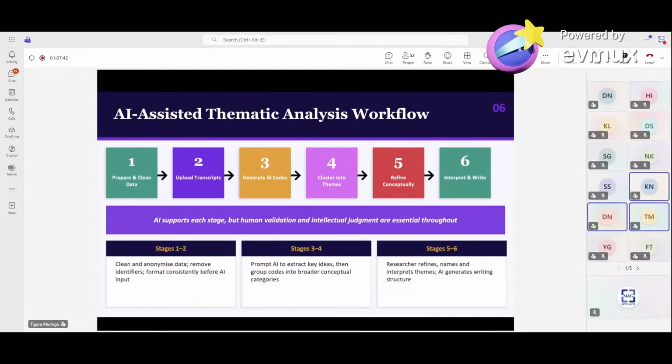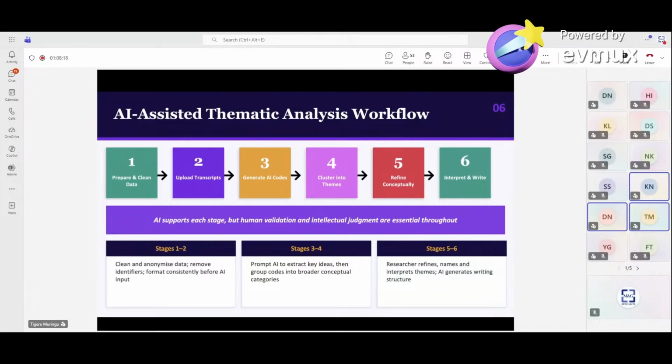So every word in a command or in a prompt affects the output, right? That's why we say garbage in, garbage out. The quality of the outcome is dependent on what has been prompted. So after that, you need to upload those transcripts. I know with ChatGPT, you need to upload 10 at a time if you want to increase efficiency. Then you need to prompt AI to generate codes. Then prompt it to cluster these into themes, then refine conceptually, interpret and then write.